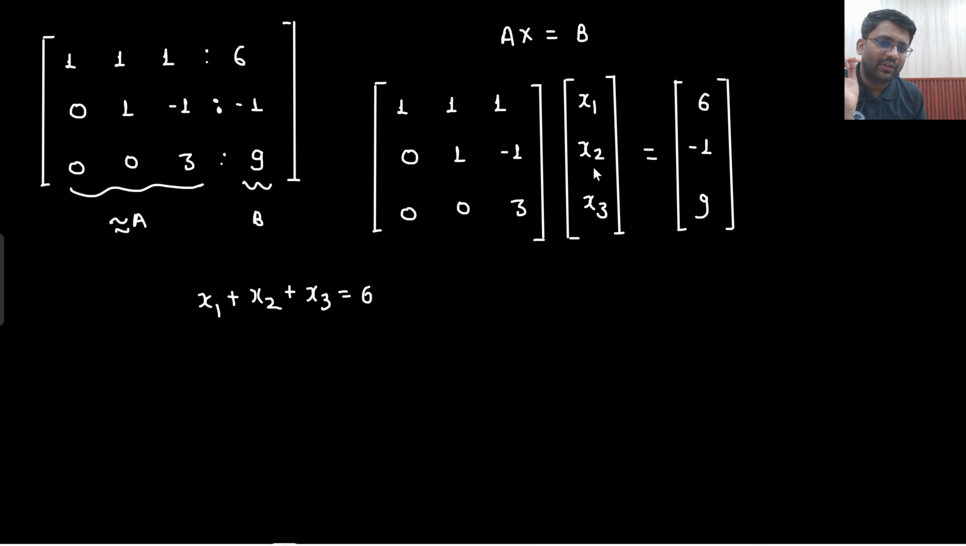0 multiplied with x1, 0, x2 multiplied with 1, minus 1 multiplied with x3, minus x3, that is equal to minus 1. 0 multiplied with x1, 0 multiplied with x2, 0, and 3 multiplied with x3, 3x3, that is equal to 9.